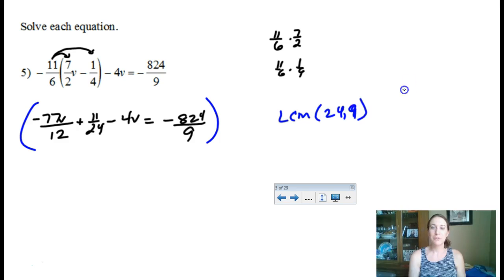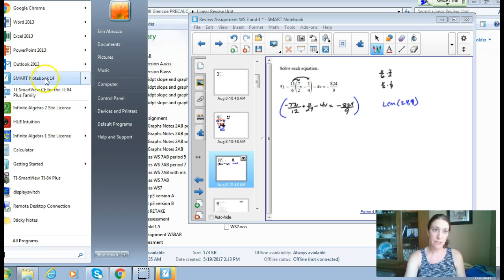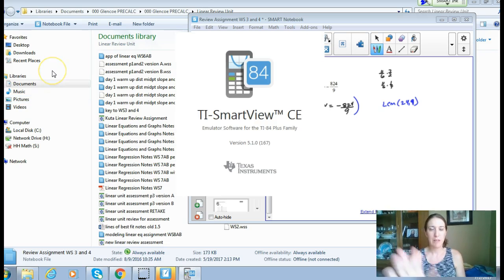So what I just wrote there is something that you can actually do on your calculator. You do have a feature on your TI-84 calculators that allows you to find least common multiples, but only between 2 values. So now that I've narrowed it down to just 2, 24 and 9.